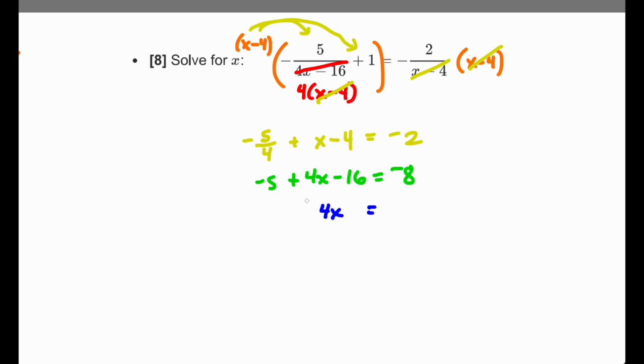I'm going to add 16 and add 50 to both sides, and you're going to get 21 plus negative 8, which is going to be 13. Divide both sides by 4, and you're going to get x is equal to 13 over 4. Plug it into the original. You'll notice there's no division by 0 here, no division by 0 here, so that is your final answer.